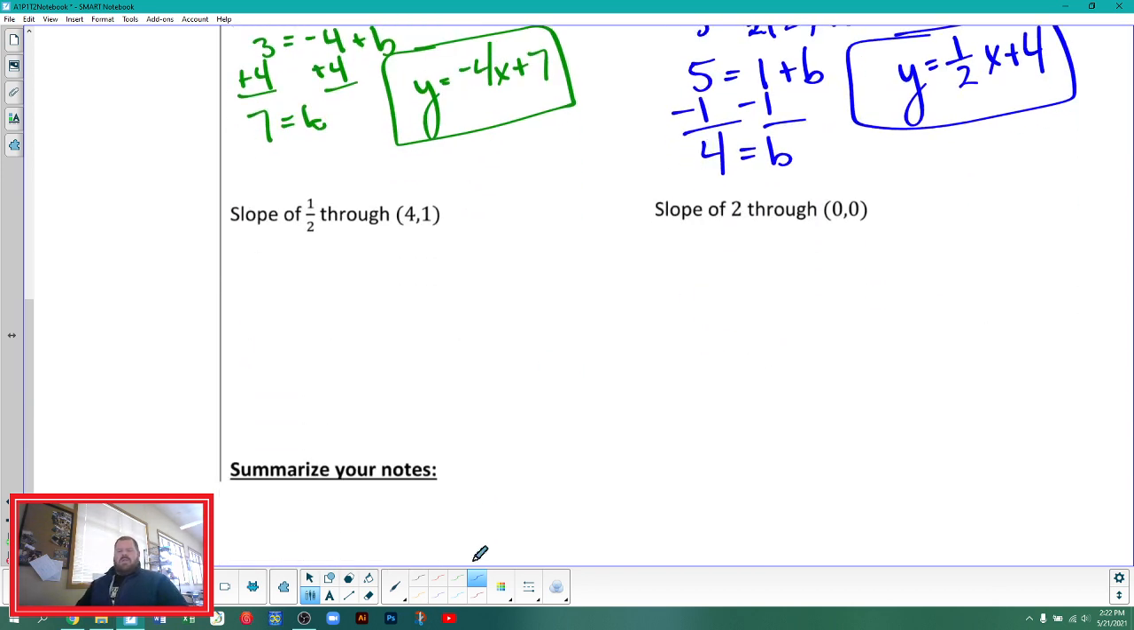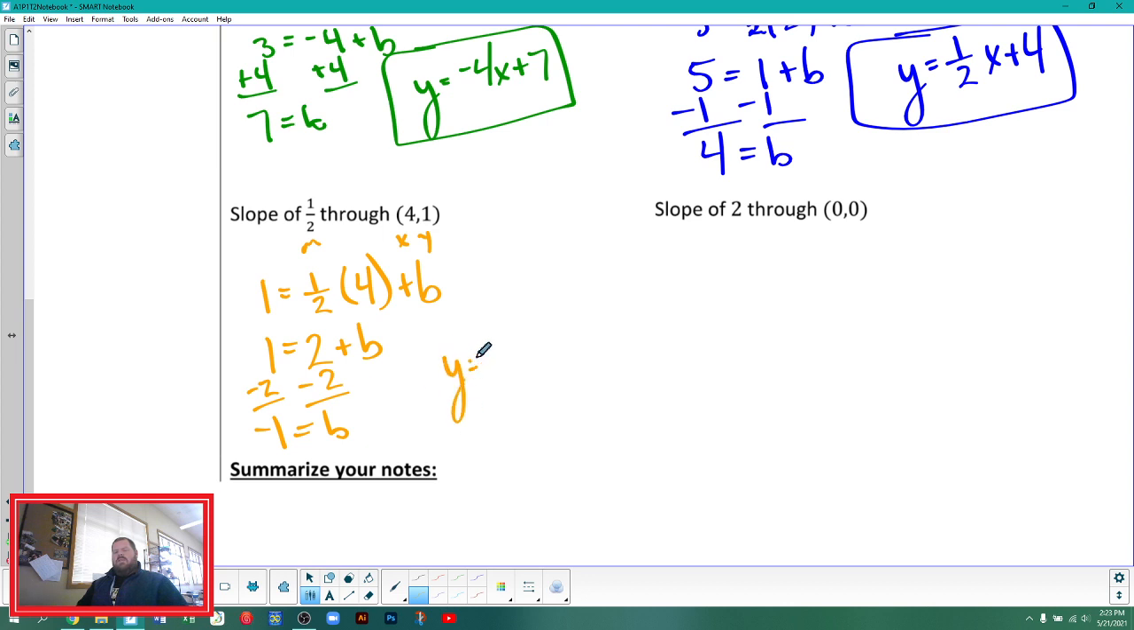2 more to go. I think we can get there. I want to start with plugging my numbers in. I have m, x, and y. So 1 is equal to 1/2 times 4 plus b. 1/2 times 4 is going to give us 2. And we'll subtract 2 on both sides. 1 minus 2 is -1. So b is equal to -1. And I get y equals 1/2 x minus 1 as my equation.